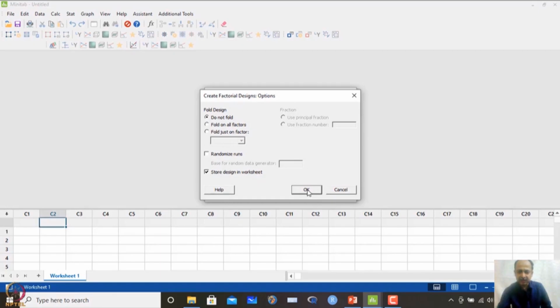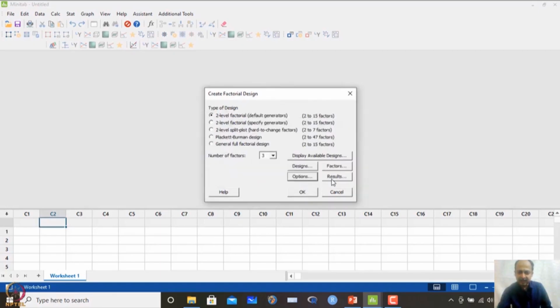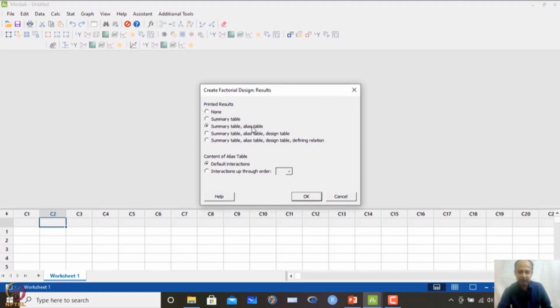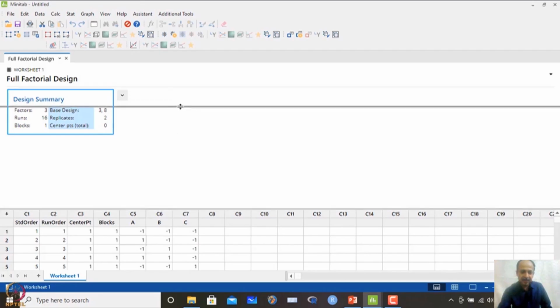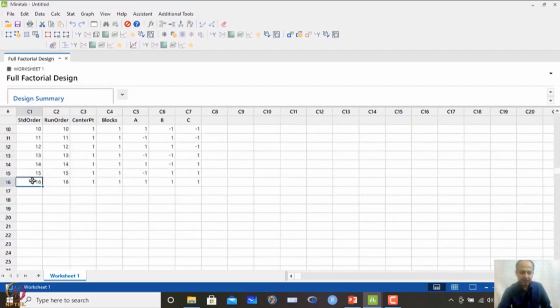In this case, I will click OK, and then for results we can keep the default, whatever is there. We can only summarize, because we have not studied the alias structure and alias table, so it is not required. We will click OK and then click OK. The design will be created and the design matrix is given. With 3 factors, the total number of runs is 16, number of blocks is 1, center points 0, replicates 2. So this is basically a 2 cube design. This is the matrix, and you will have 16 trials shown here.